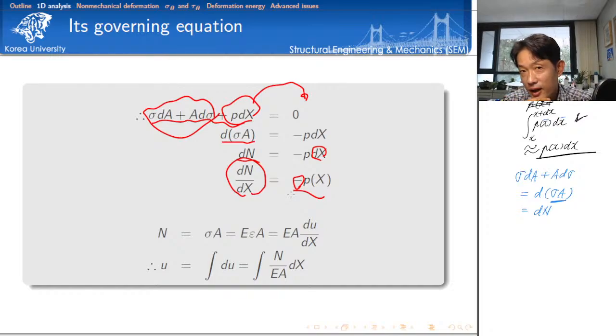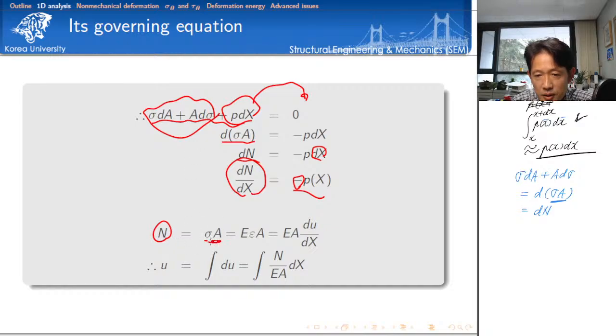Okay? So although I showed you the mathematical derivation of the governing equation of a one-dimensional bar subjected to continuously varying distributed load, it is very important to understand what you derived intuitively. You have to be able to explain what you derived intuitively, okay. That's very important.